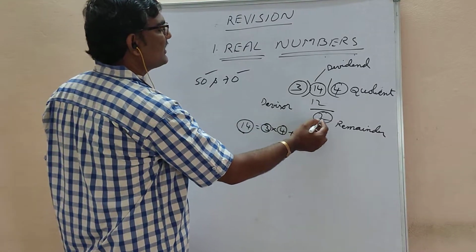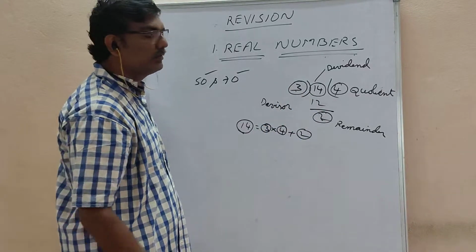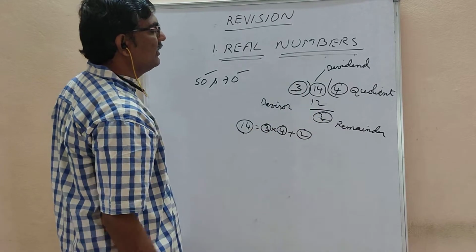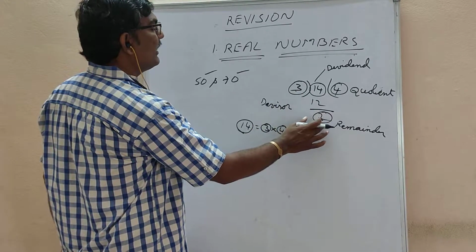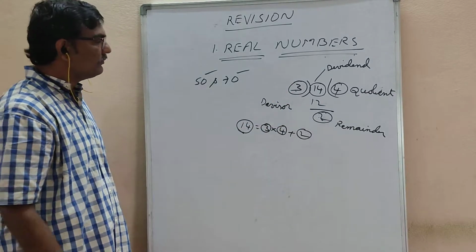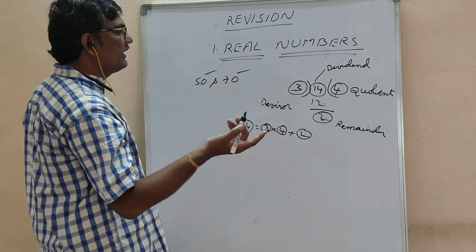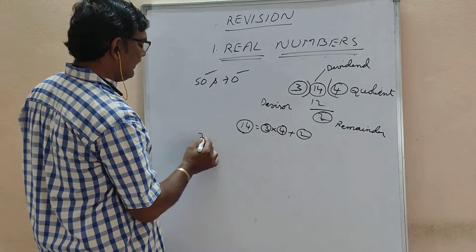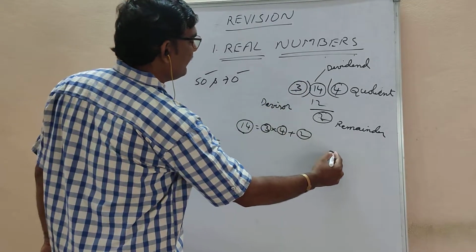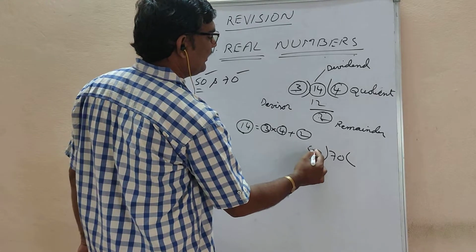So always this remainder should be smaller than the divisor. This 2 is smaller than 3. Always you have to see that the remainder must be lesser than the divisor. Now 50 and 70 are there. In these 2, which is the biggest one? 70. 70 is the dividend, and you have to divide it by the smaller number, 50.